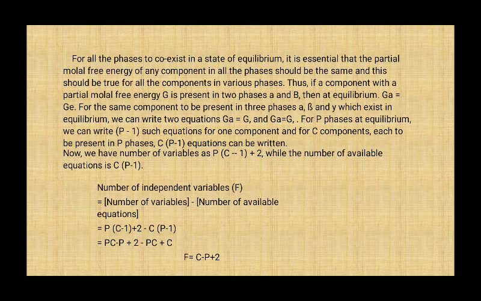present in P phases, C(P minus 1) equations can be written. Now we have the number of variables as P(C minus 1) plus 2, while the number of available equations is C(P minus 1). Number of independent variables is equal to number of variables minus number of available equations. That means F is equal to P(C minus 1) plus 2 minus C(P minus 1). Therefore, F is equal to C minus P plus 2.